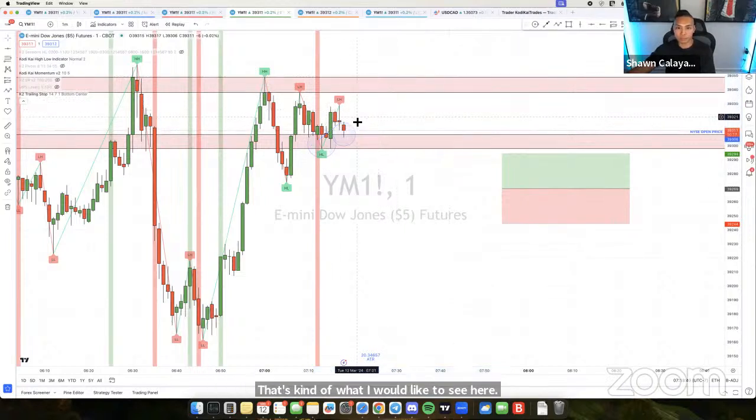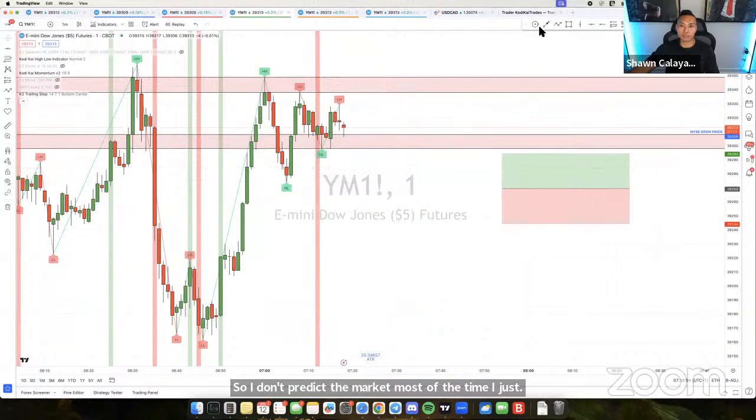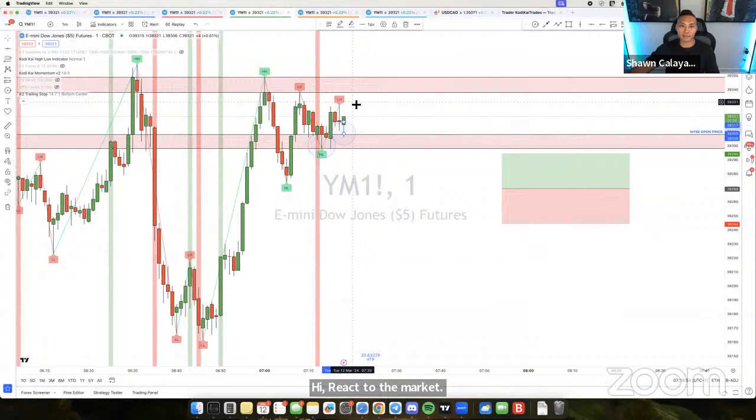But I mean, who knows? I don't like to predict the market. Most of the time, I react to the market. So for example, I just saw here that there's a double bottom, then I'm going to react to it if I get a buy signal, because this is a better confluence here.